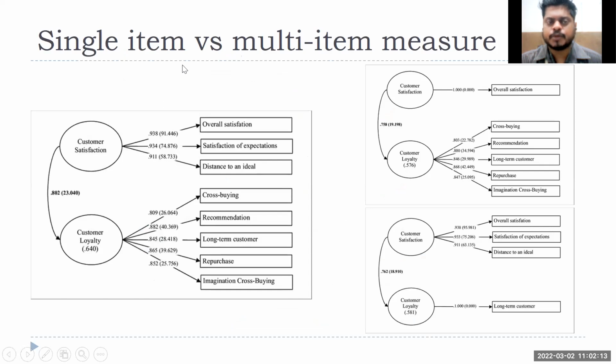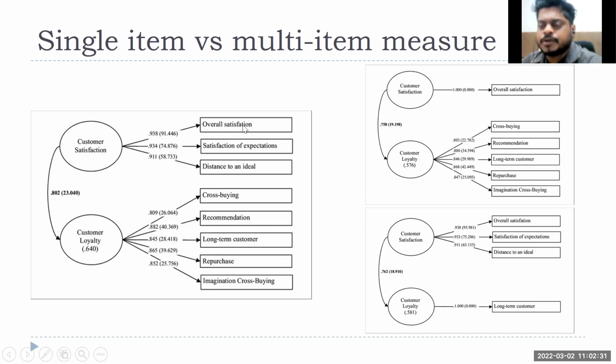So these are a few examples of single-item or multi-item measures. Think about customer satisfaction, right? And customer loyalty. I want to understand the relationship between customer satisfaction and customer loyalty. So for each of them, I can create a multi-item scale. Multi-item scale means for the same construct, I'm measuring through different items.